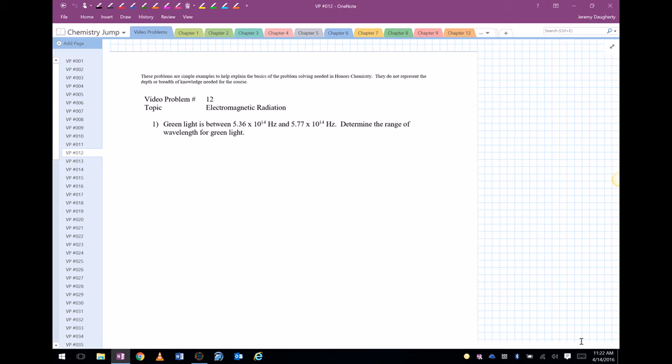Alright, video problem 12, electromagnetic radiation. Green light is between 5.36 times 10 to the 14th and 5.77 times 10 to the 14th hertz. Determine the range of wavelength for green light. So we're looking for wavelength, so it's going to be lambda.